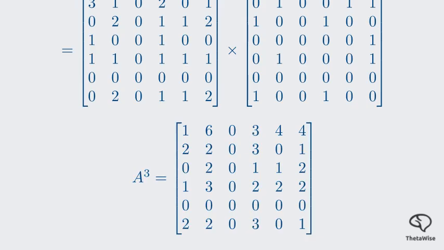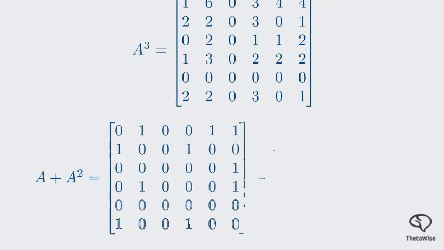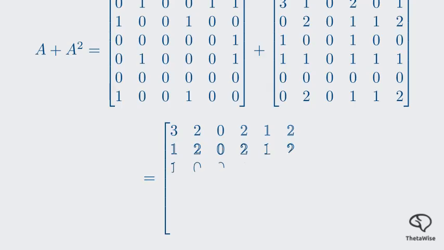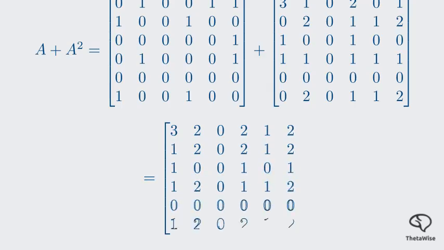Now we can perform the final calculation required, A plus A squared. We add the corresponding elements of matrix A and matrix A squared. This matrix represents the total number of paths of length 1 or 2 between any two nodes. So, for example, a visitor starting at A can reach A in 2 ways, length 1 or 2, B in 2 ways, C in 0 ways, D in 2 ways, and F in 2 ways.